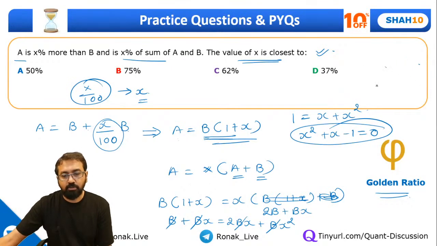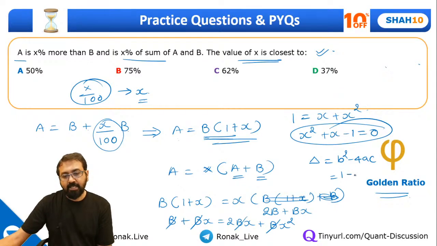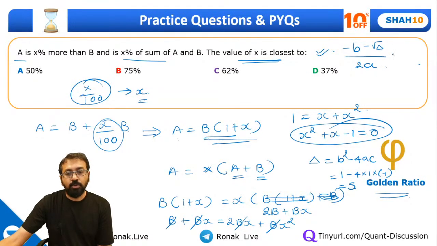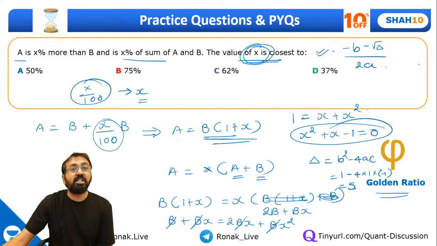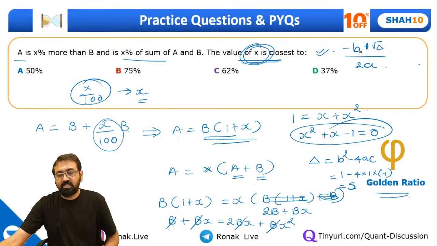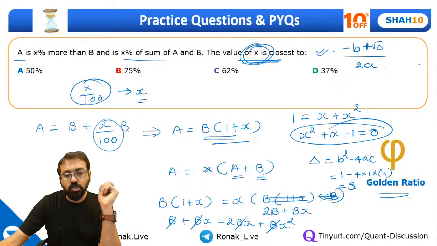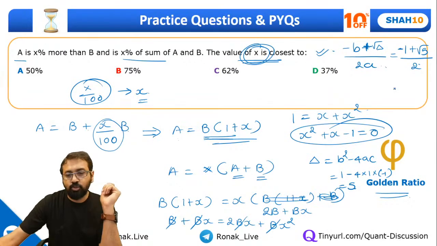Let me write over here. What will be the delta? B square minus 4AC. So this will be 1 minus 4 into 1 into minus 1, which comes out to be 5. Now what are the roots? Minus B minus root delta upon 2A. But guys, if I take minus B minus root delta, this will come out negative. X is a percentage, and a percentage can't be negative, so we can't take the minus sign over here. We'll have to take the plus sign. So it will be minus B plus root delta upon 2A. What is B? 1. So this will be minus 1 plus root of 5 upon 2 times 1, that is 2.